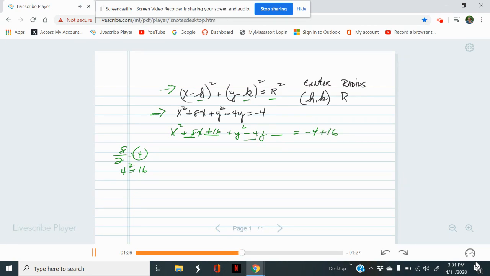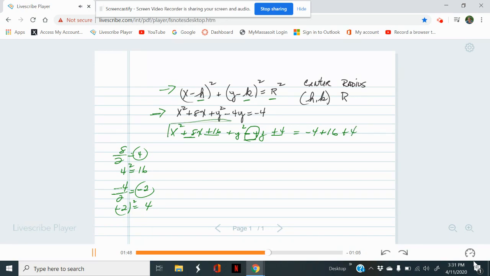Next, I'm going to look at the coefficient here of the middle term, including the sign, negative 4. I'm going to take negative 4 and cut this in half. That gives me a negative 2. I'll put a circle around that. I'm going to square negative 2 and get a positive 4. I'm going to add 4 to the left side, add 4 to the right.